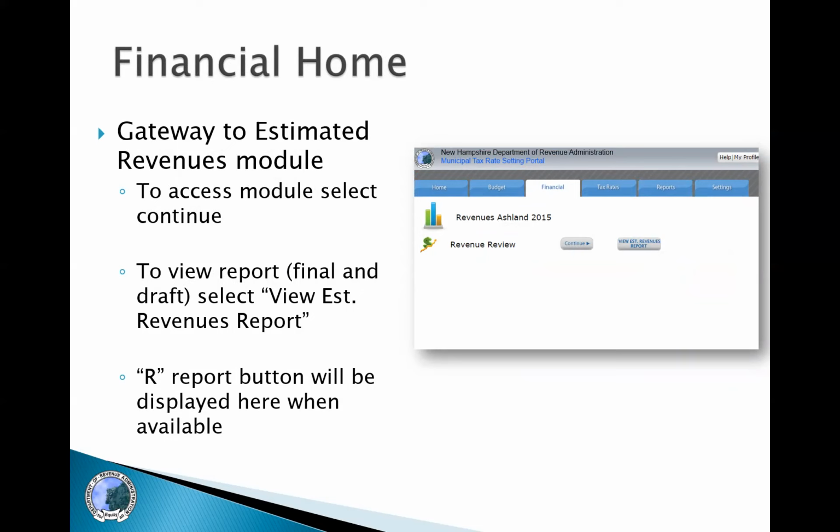Depending on where you are in the tax rate setting process and your type of entity, you may see several different options here. In this case, to get to the revised estimated revenues interface, you simply click Continue next to Revenue Review. If your 434 is in progress, meaning you've already clicked Continue or entered some values, you'll have a button here that says View Estimated Revenues Report. After your 434 is finalized, you can view the final report through this page as well.